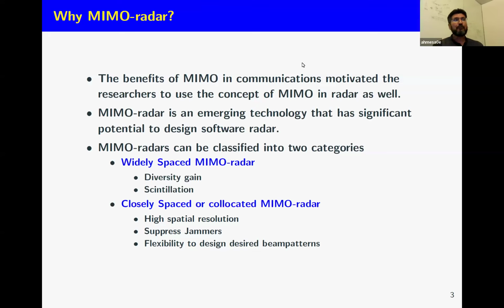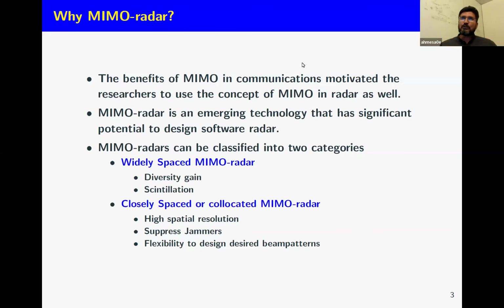In radar, we have a lot of benefits of using MIMO, and there are two categories of MIMO that we use in radar. One is the widely spaced MIMO radar. In widely spaced MIMO radar, we use multiple radars at different locations, and each location is widely separated from the other location.